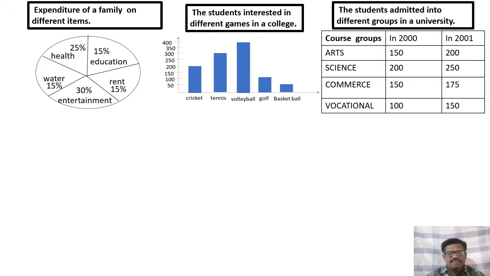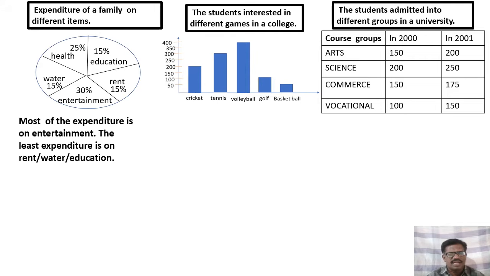Here children may compare the values of the diagrams and describe these diagrams on the basis of the comparison. Look at this. First they may take the highest and lowest points. Then they may describe like this. Most of the expenditure is on entertainment and the least expenditure is on rent or water or education.